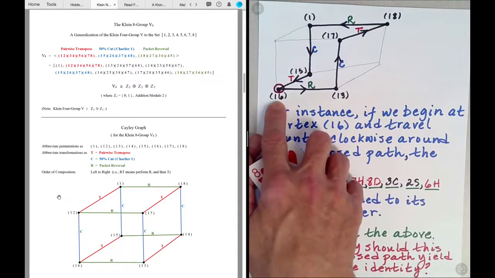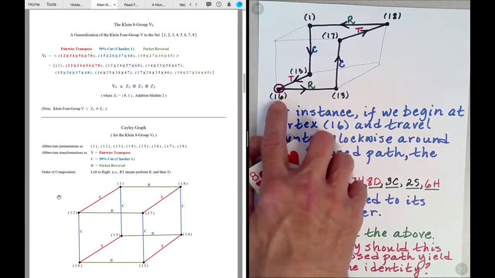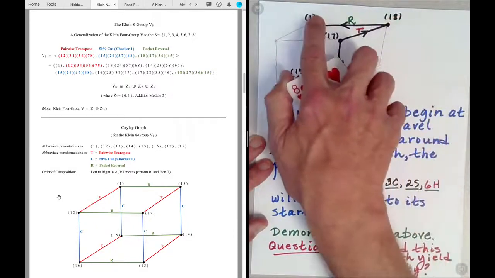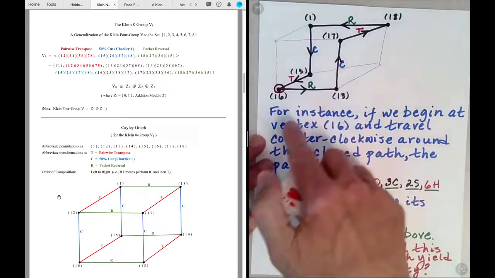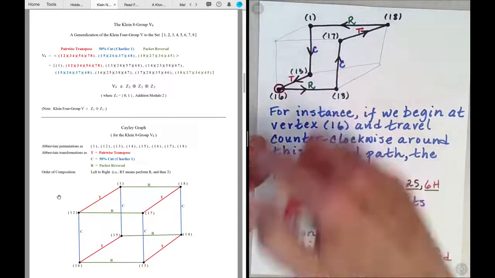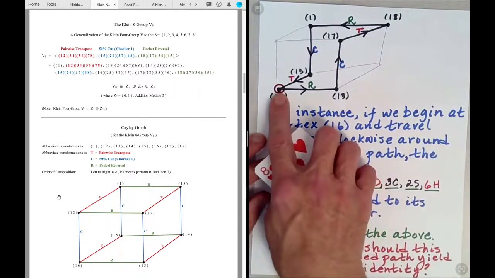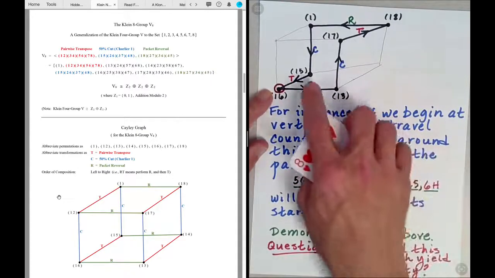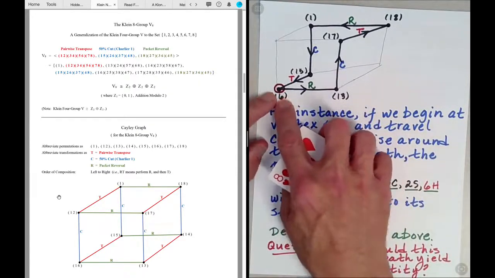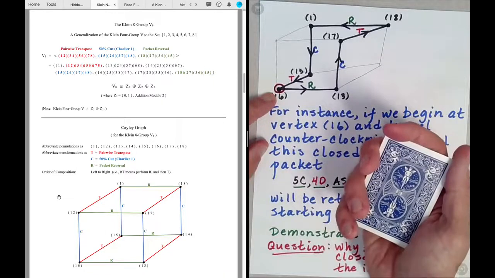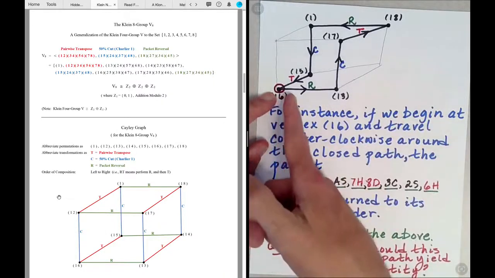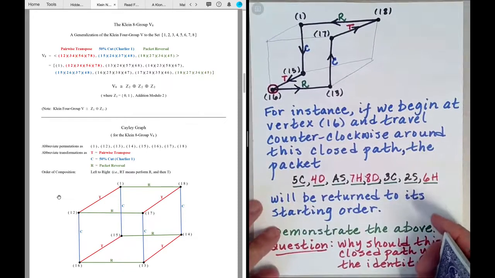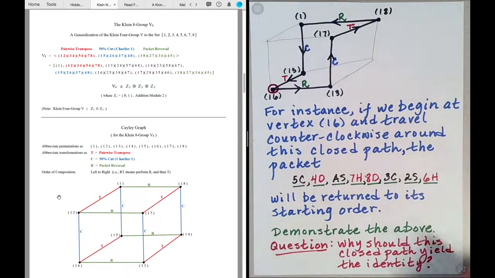And at this point, we need not worry about what these labels are. The particular labels here will not affect the success of our journey. So we start here. The arrows will be the important thing to keep track of. This is where we're starting. And then if we follow the arrow to the right, we would perform a reversal of the packet.